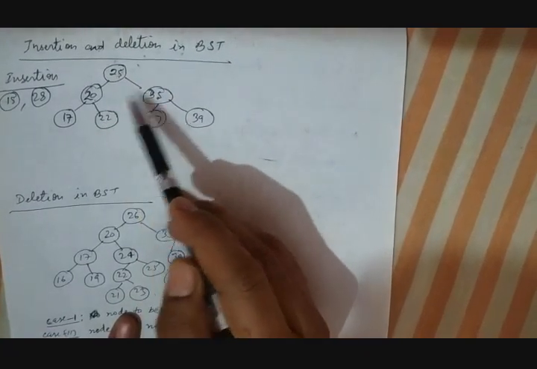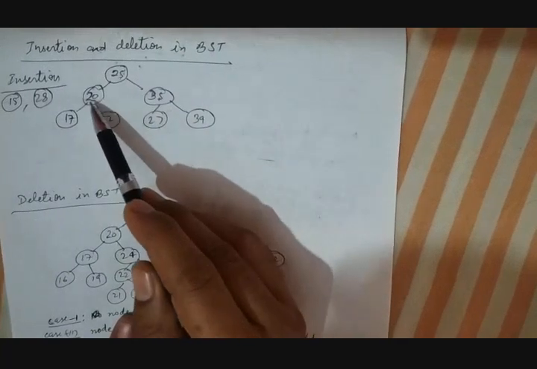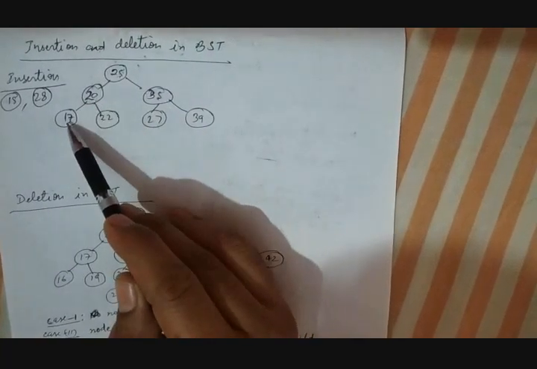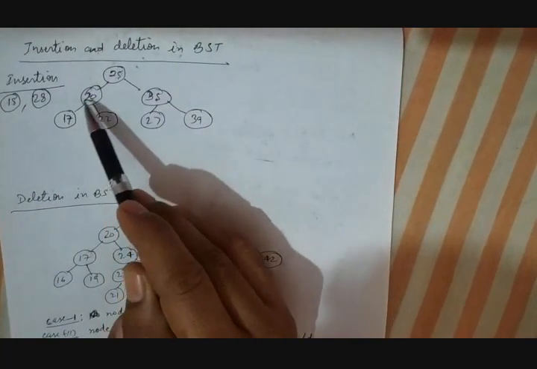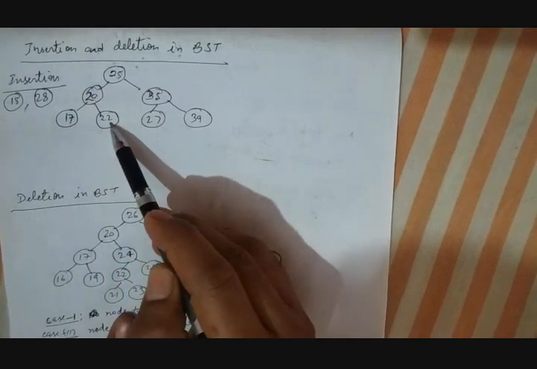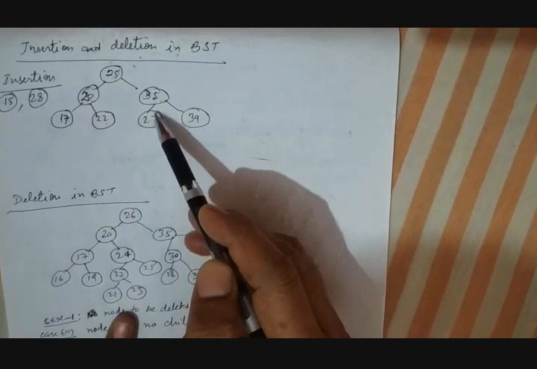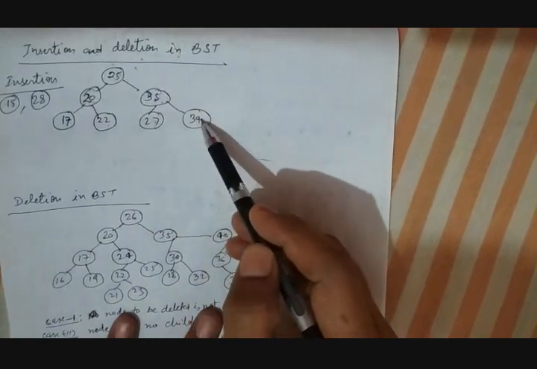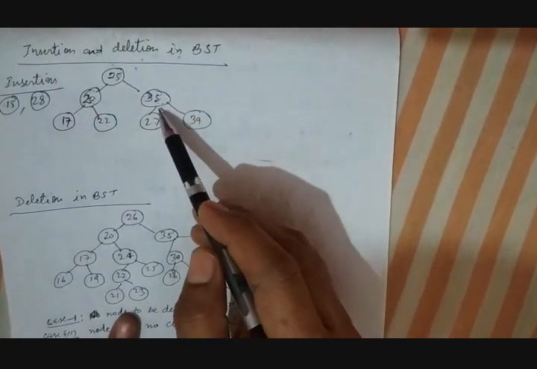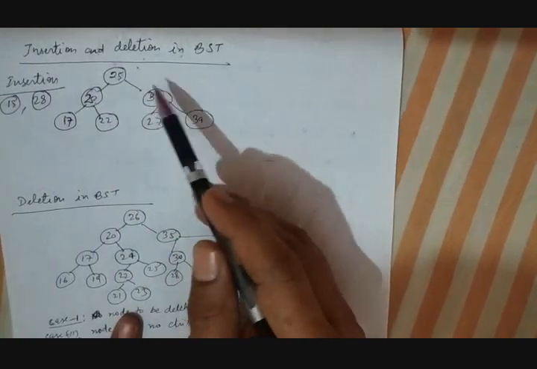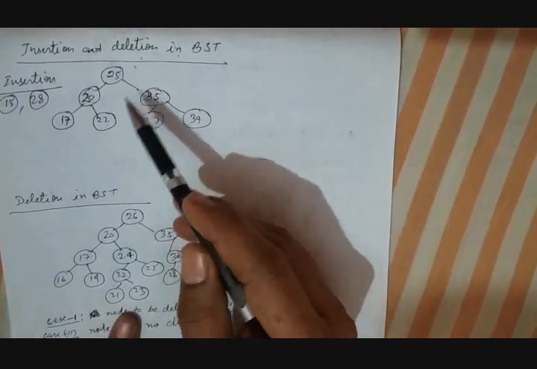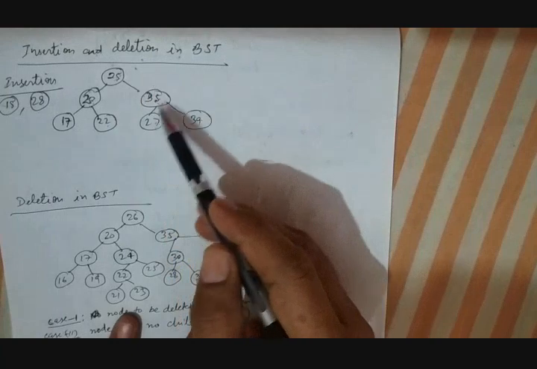Similarly, we can see for all the nodes. Just see for this node also. Left child key value is 17. 17 is less than 20, while the right child key value 22 is greater than 20. Similarly for this also, 27 is less than 35 and 39 is greater than 35. So if all the nodes follow this kind of condition, then the binary tree is called a binary search tree.